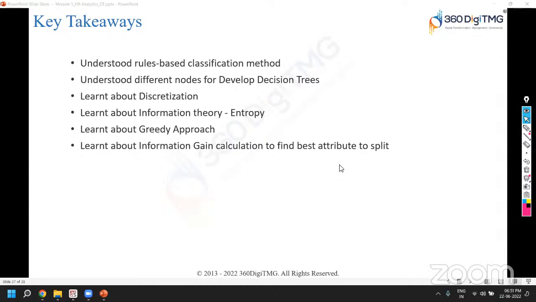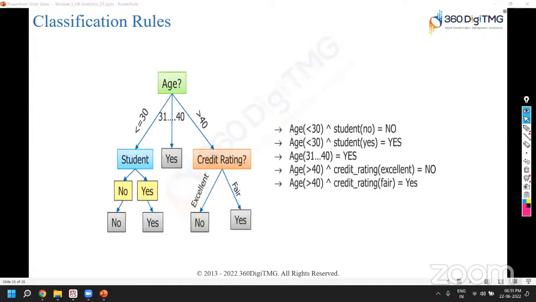The algorithm is called a greedy approach, friends, and it gives us rules like this, classification rules. That's what we call them. In this particular decision tree, we have 5 rules. So that is your decision tree model.